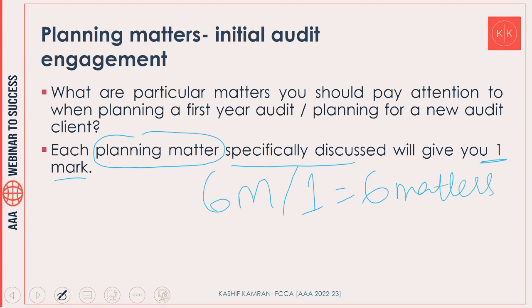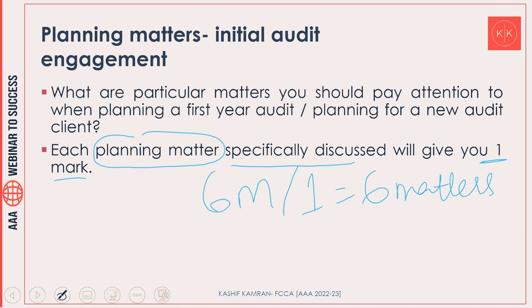We got some of them right. Opening balance is 1 matter. Previous auditor is another matter. Documentation is another matter. Risky areas is another matter. And the list goes on. You need to find 6 matters to write. That means your answer will be in 6 paragraphs. Every paragraph will cover 1 matter.